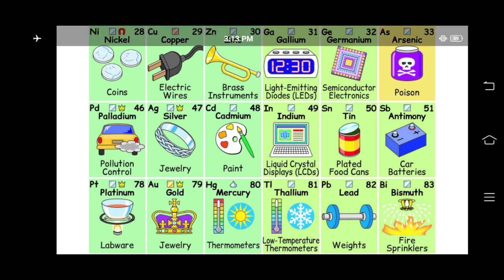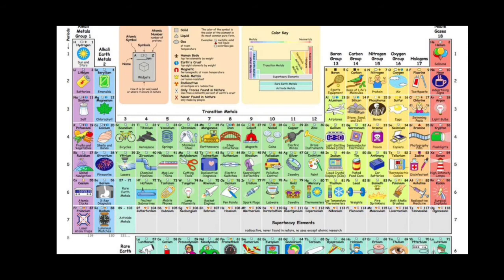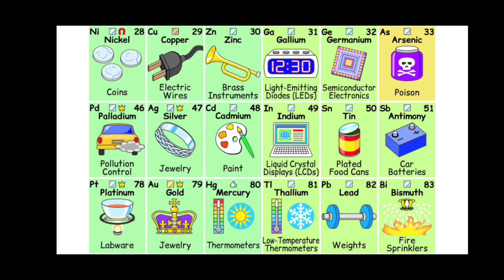Next, germanium. Germanium is one of the semi-metals. This shows the properties of both metal and non-metal. It is used in semiconductor electronics. The semiconductors are what? These show properties in between insulators and conductors. Then arsenic is used in poisons. Next, come to palladium. This palladium is used in pollution control. Then silver is used in jewelries. Cadmium is used in paint. Indium is used in LCDs, liquid crystal displays.